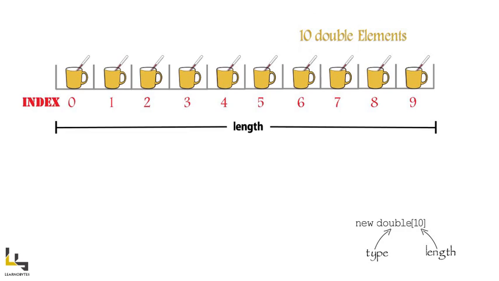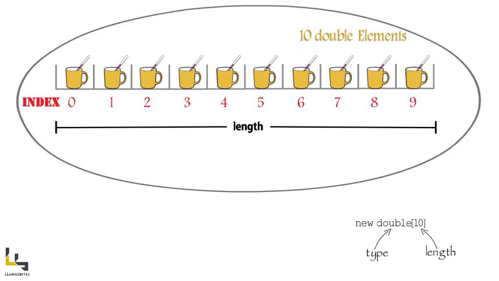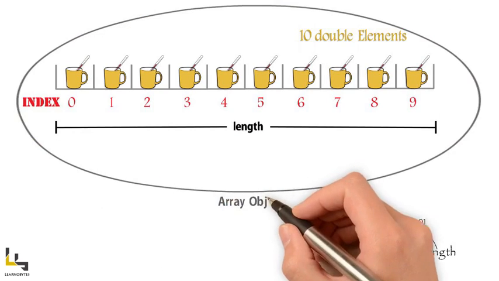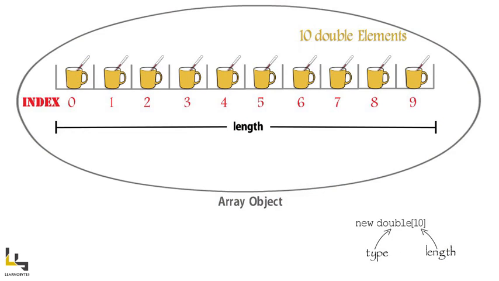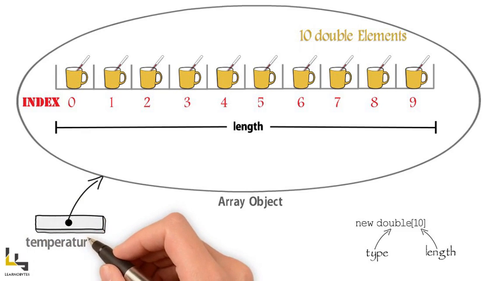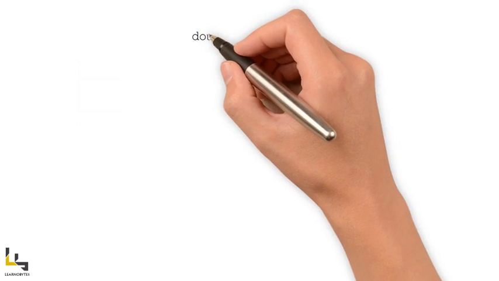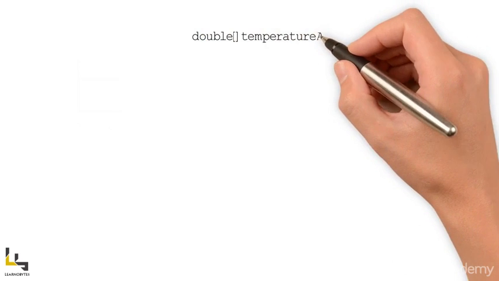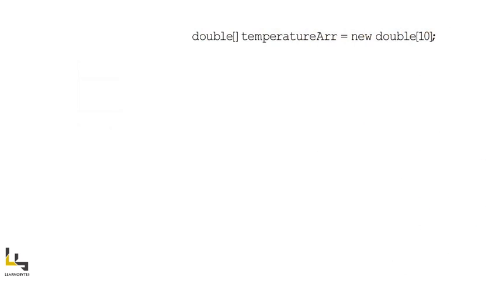The new operator allocates space for 10 double variables in memory. Array is an object that gets created in memory. In order to access the array later, we need to assign the array object to a reference variable. The type of the reference variable is the element type followed by square brackets. So, the type of reference variable for the temperature array is double[].